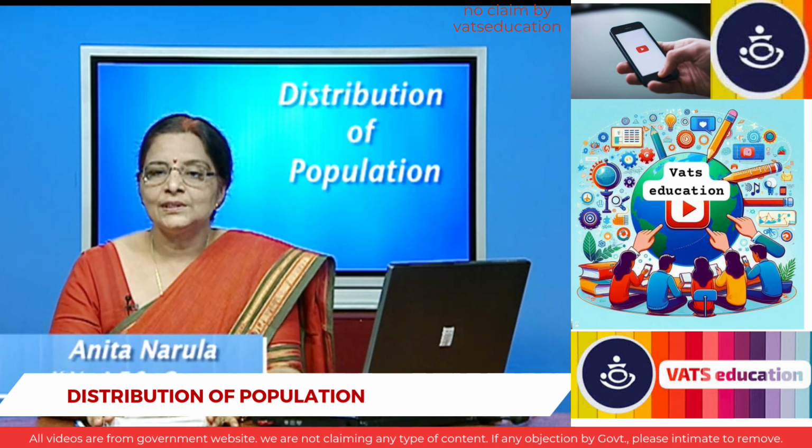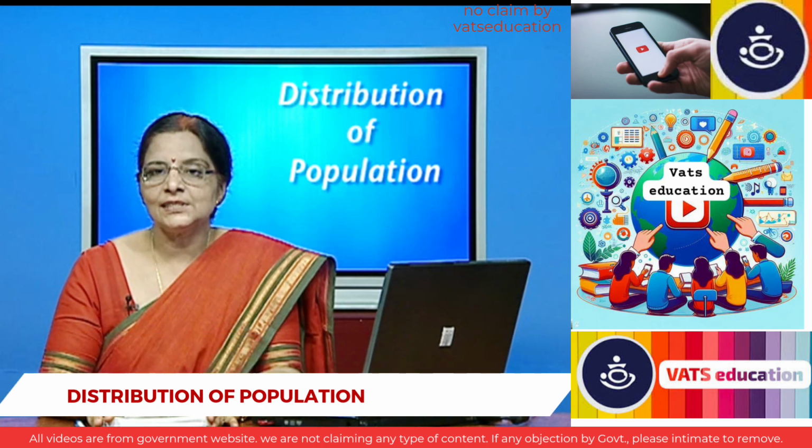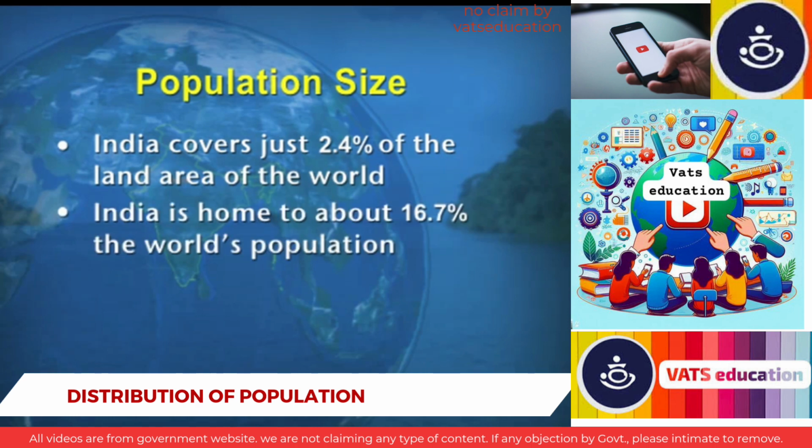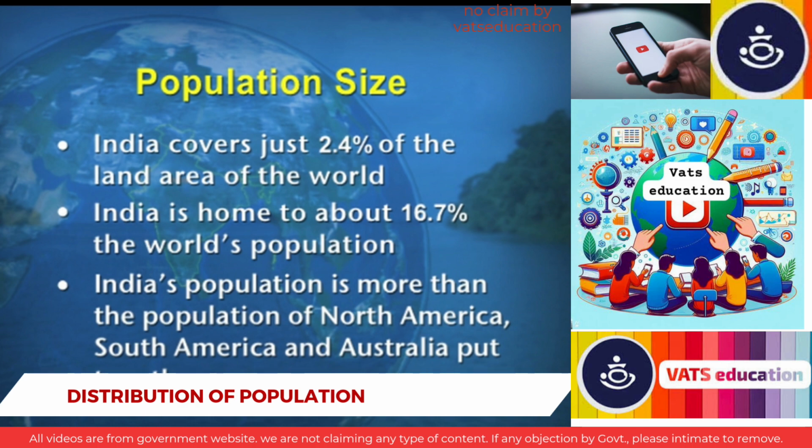As you all know, India is, according to size, the 7th largest country in the world, which covers only 2.4% of the land area of the world. And in that land area, India is home to 16.7% of the world's population. If we compare India's size of population with other countries, India's population is more than the population of the 3 major continents of the world, that is North America, South America, and Australia, if they are put together.